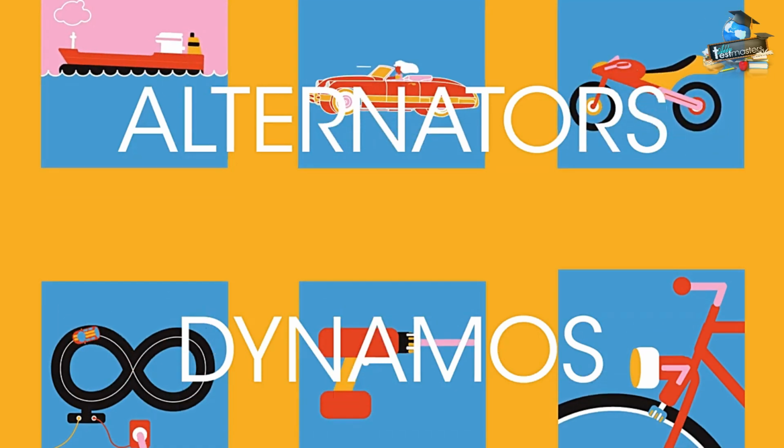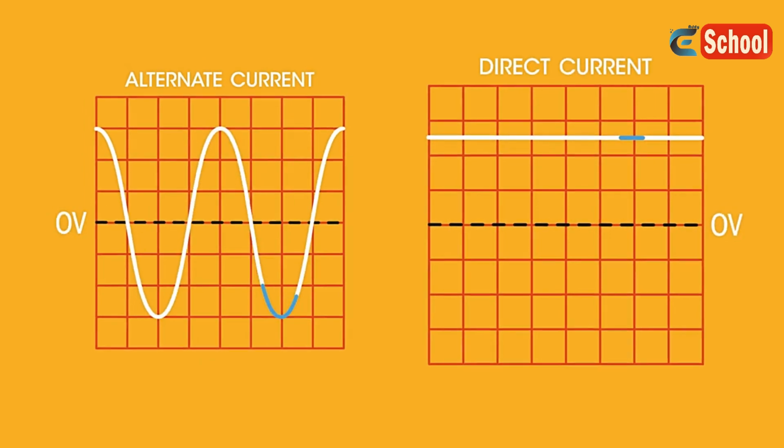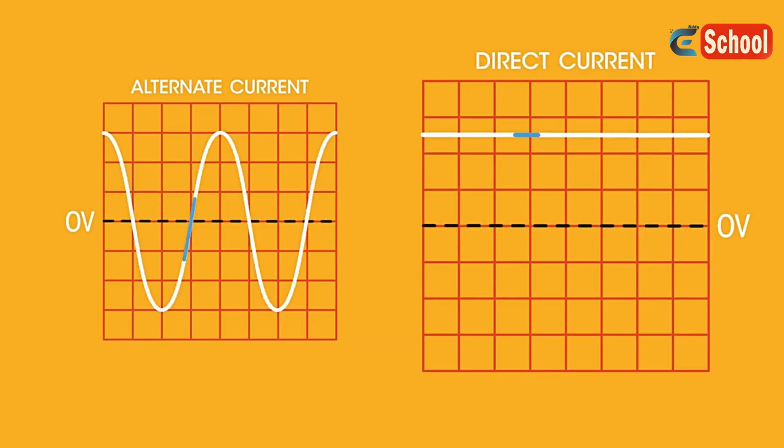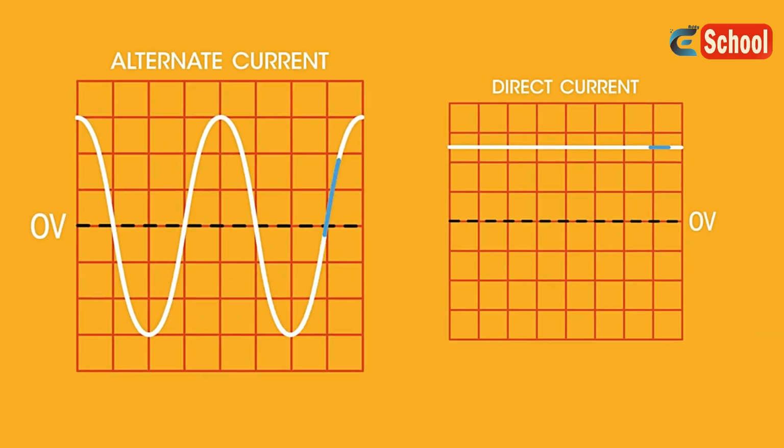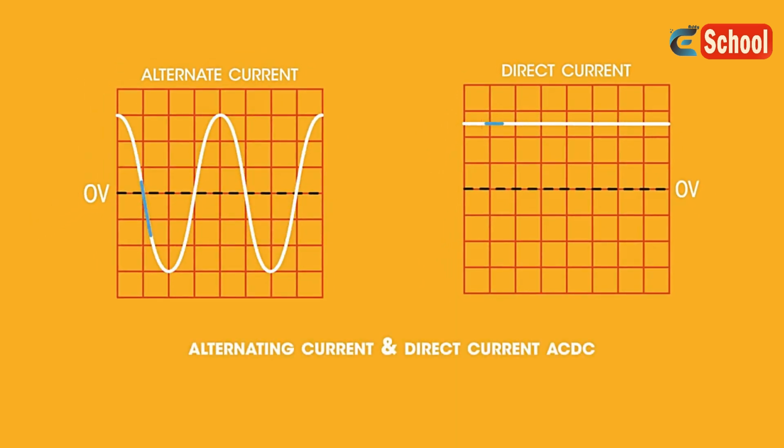To understand alternators and dynamos, we need to know about alternating and direct current. In direct current, electrons flow in only one direction, whereas in alternating current they constantly change direction. So you may want to watch this video first.